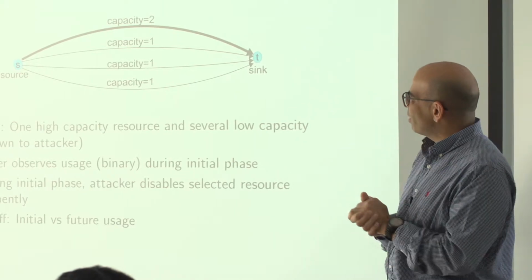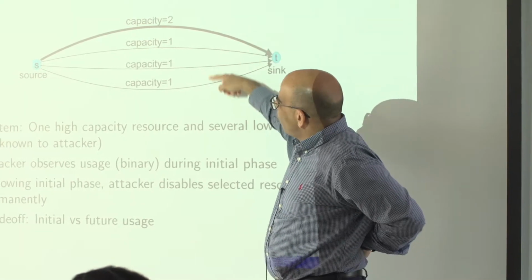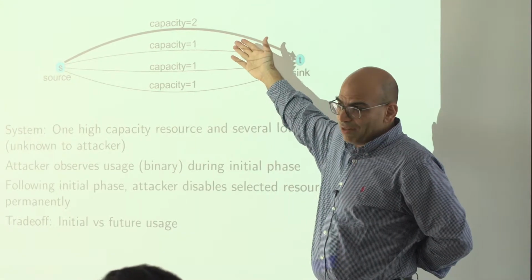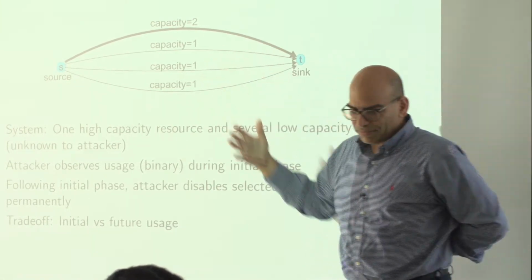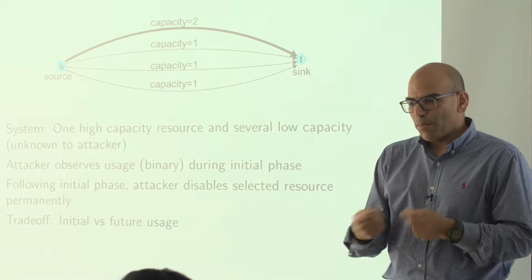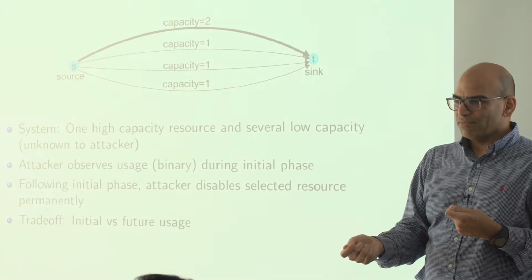So here's a particular instance. I'm the user. I have 4 different channels. Okay? One channel is a high capacity channel, and the other channels are low capacity. What's going to happen is that over the course of a few days, I'm going to use my network.